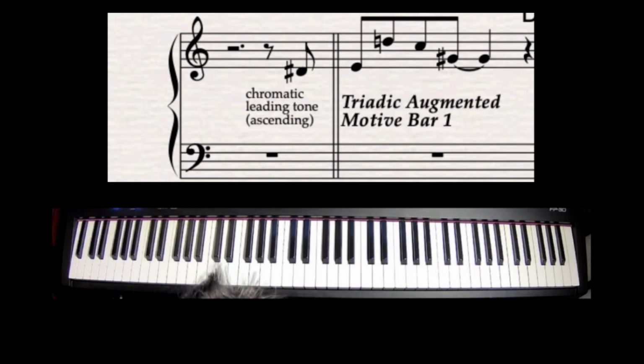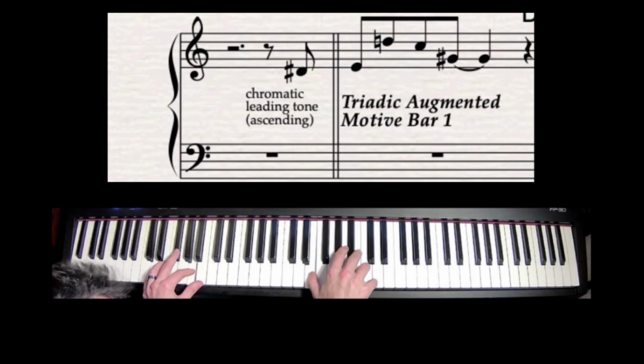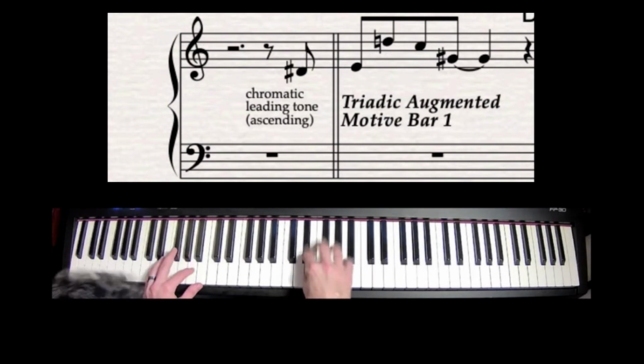note. Now I want to talk about another element within the motival unit, the D sharp, functioning as a chromatic leading tone. In other words, a chromaticism that has an ascending function into the motive.